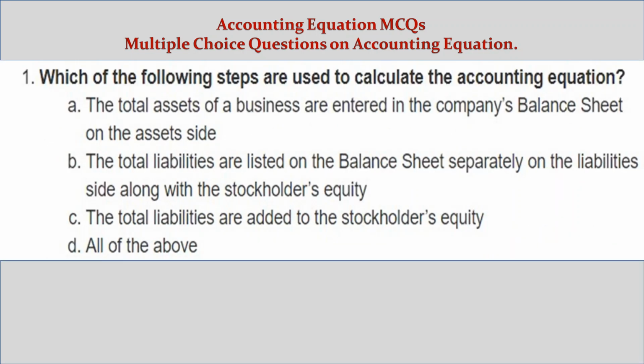Question 1. Which of the following steps are used to calculate the accounting equation? Option A. The total assets of a business are entered in the company's balance sheet on the asset side. Option B. The total liabilities are listed on the balance sheet separately on the liabilities side along with the stockholders' equity. Option C. The total liabilities are added to the stockholders' equity. Option D. All of the above.